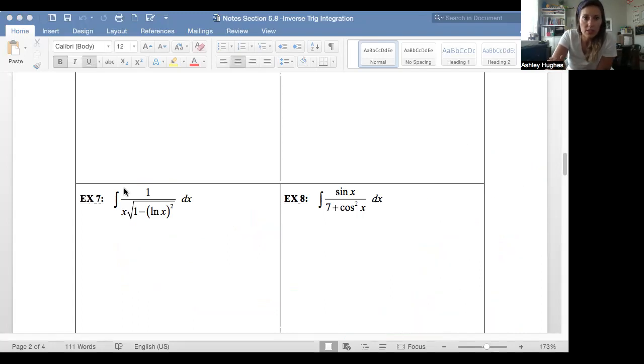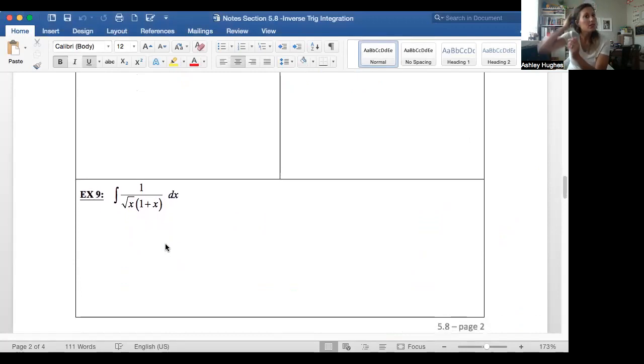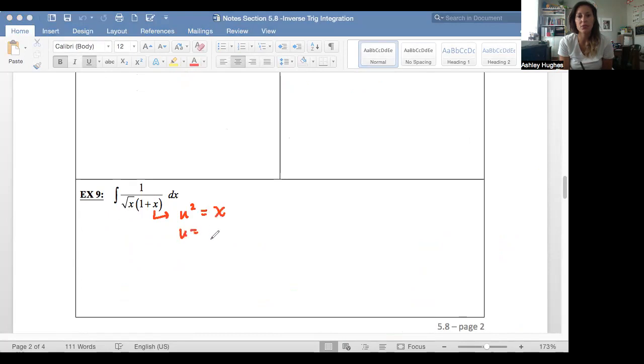Let's try the next one. All right, this one's a little tricky. I don't see a square root, but I do see a plus. Let's see what happens if we make this u squared. That means u would be the square root of x, and then du would be 1/2 x to the negative 1/2, or that would be 1 over 2 square roots of x dx, and if you solve for dx, it would be 2 root x du equals dx.